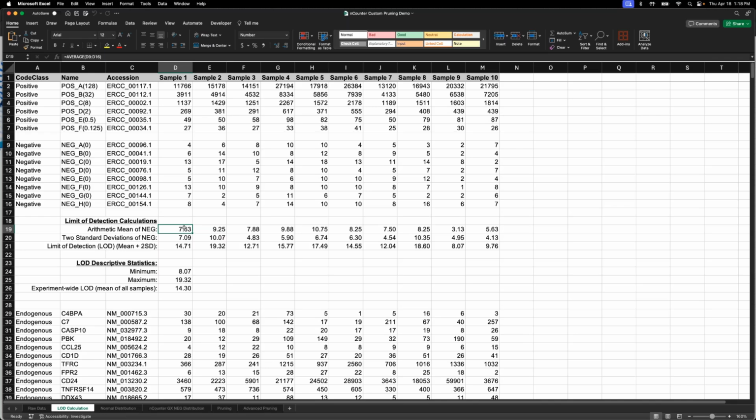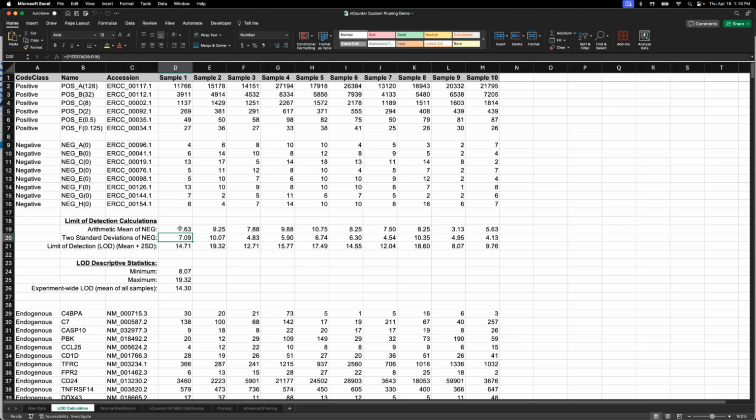Next thing I did, I calculated 2 standard deviations of the negative controls in sample number 1. So that's represented here. If you want to see the formula, hopefully it's big enough for you to see. It's just 2 times the standard deviation of all 8 negative controls for sample 1.